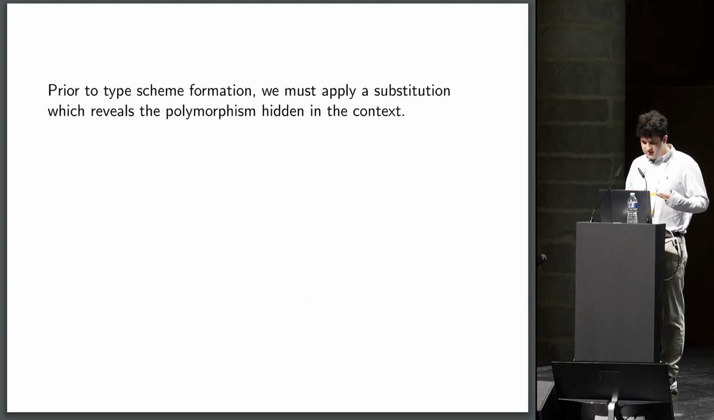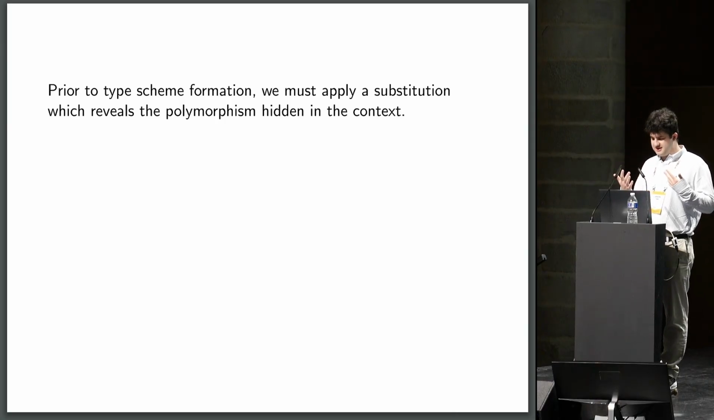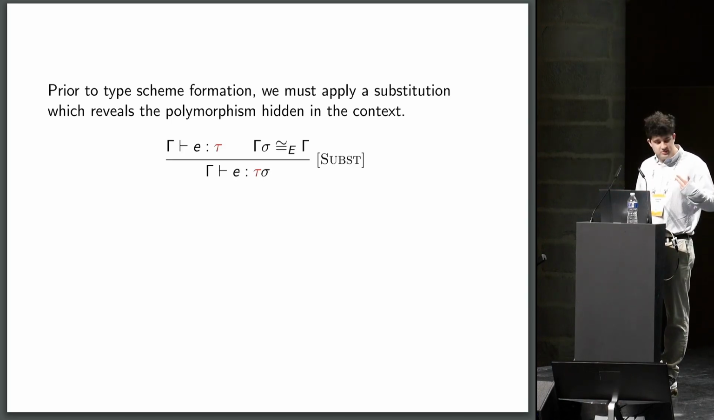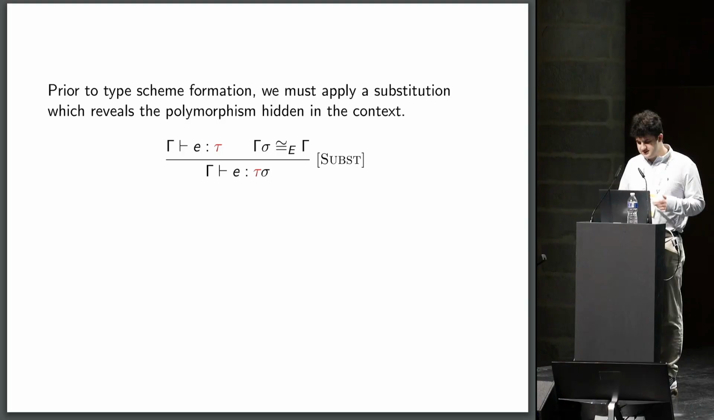Okay, so what do we have to do? We have to apply a substitution which reveals the polymorphism hidden in the context, right? And it turns out that there's always a substitution which reveals the maximum amount of polymorphism, so we'll be able to have completeness. Okay, the problem is roughly that there are extra derivations coming that are a consequence of the self matches on the context.